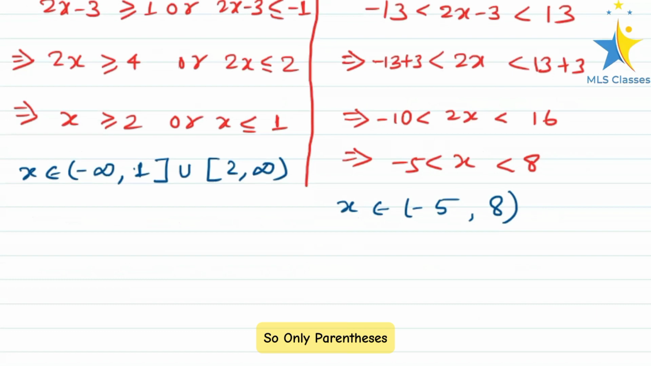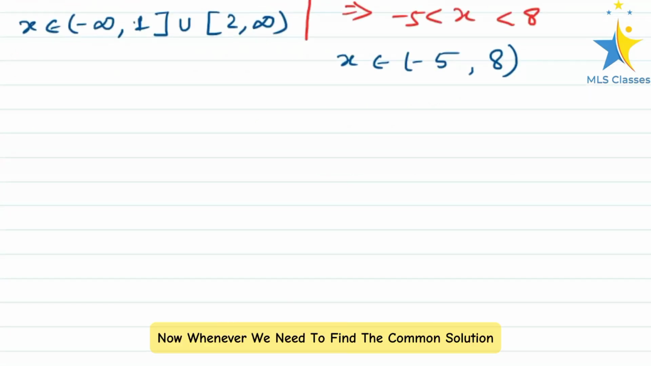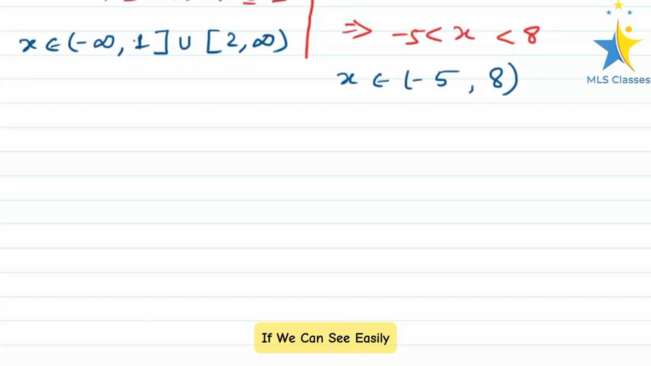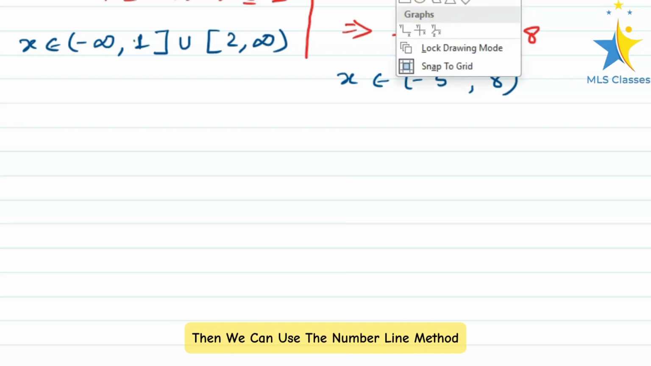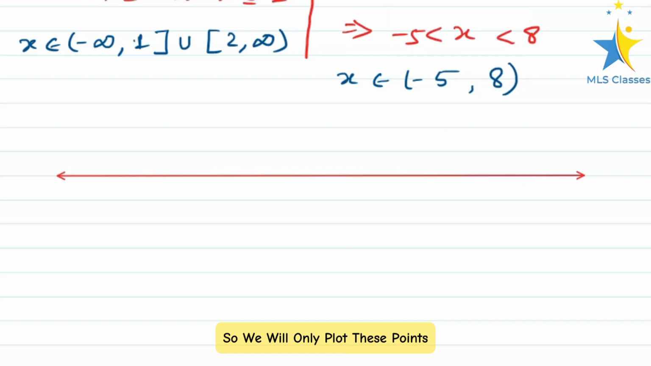So only parentheses. Now whenever we need to find the common solution, if we can see it easily, then that is fine. If we are not able to see it, then we can use the number line method. We will only plot these points, which are the numbers or fractions, whatever they are. We start plotting from least to most. The least is negative 5, so negative 5, then 1, then 2, and then 8.